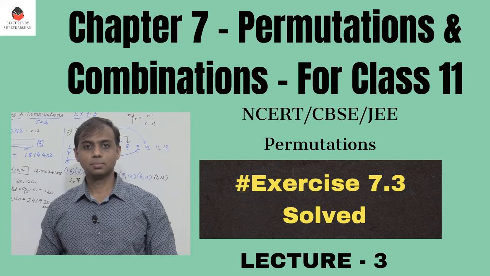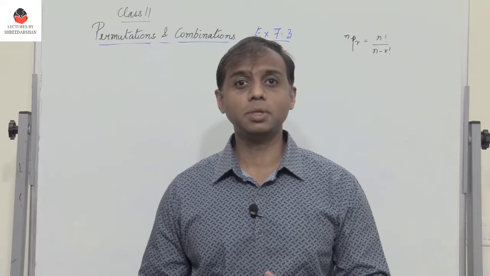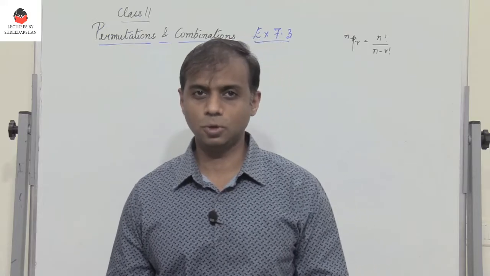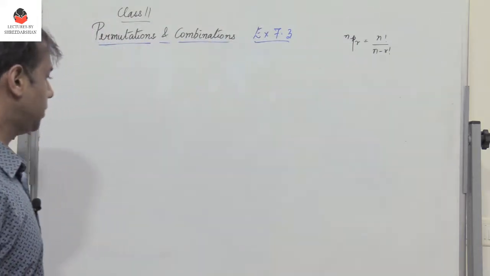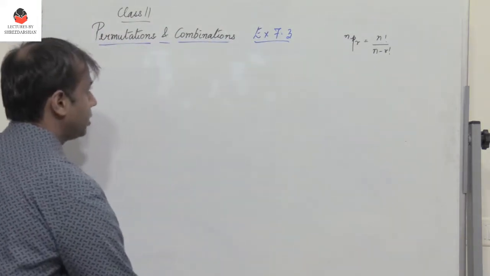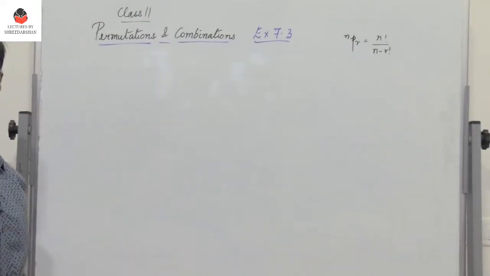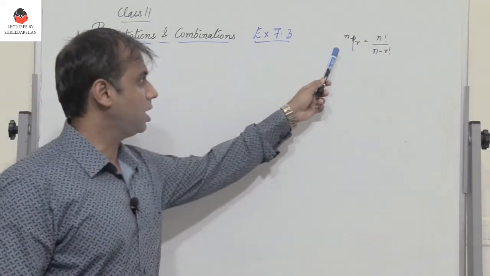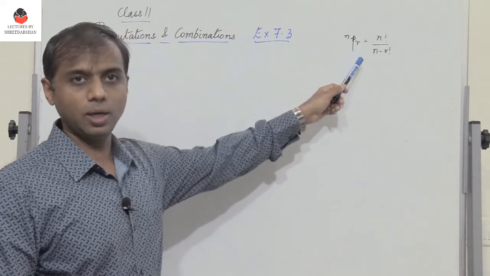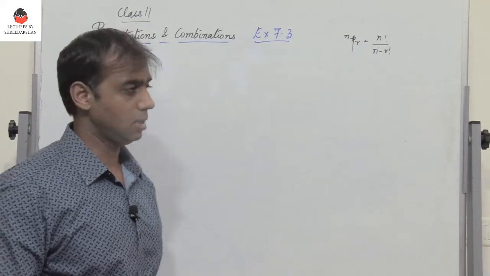Hello students, let us continue solving problems from the chapter Permutations and Combinations for class 11. We had finished the first two exercises, so we'll continue with exercise 7.3. And the formula which you need to remember is nPr equals factorial n divided by factorial n minus r.